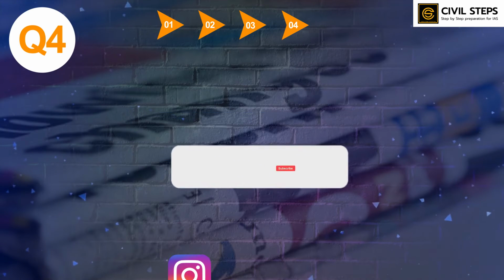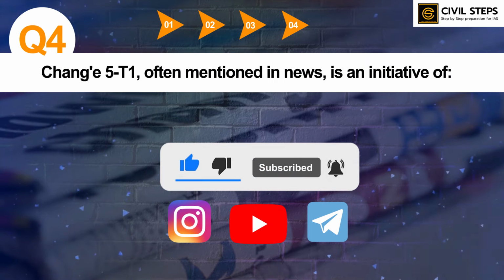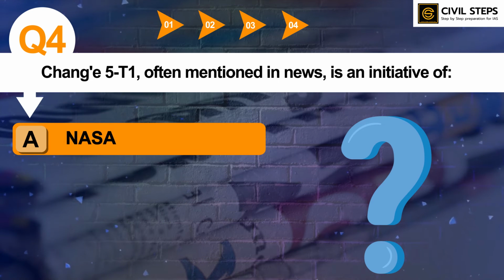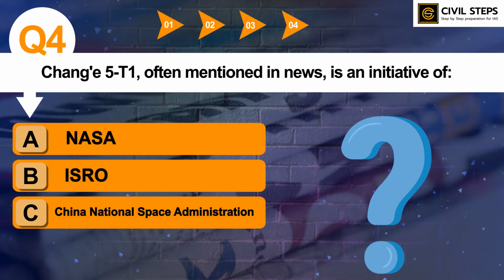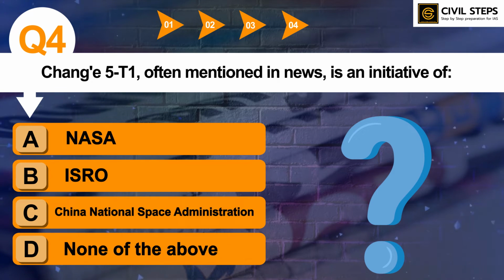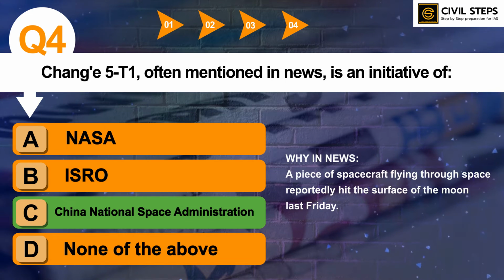Let us discuss question number 4. Chang'e 5-T1, often mentioned in news, is an initiative of option A, NASA, B, ISRO, C, China National Space Administration, D, none of the above. So you can write down your answer in the comment section. The correct answer of this question is option C, China National Space Administration. This was in news because a piece of spacecraft flying through space reportedly hit the surface of the moon last Friday. This was a question that is framed from space technology.